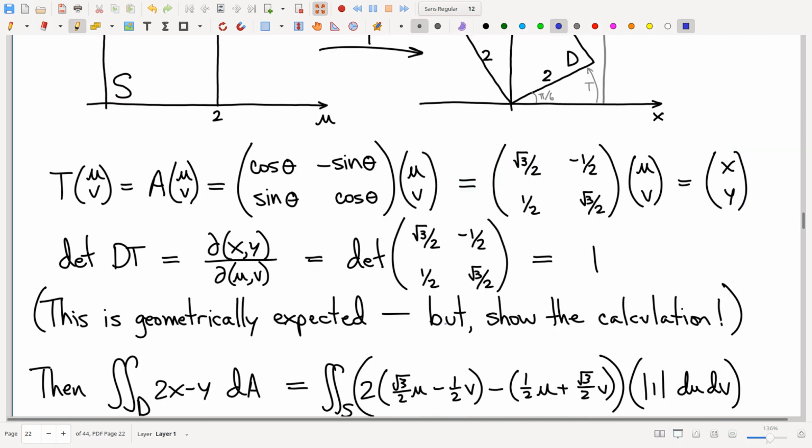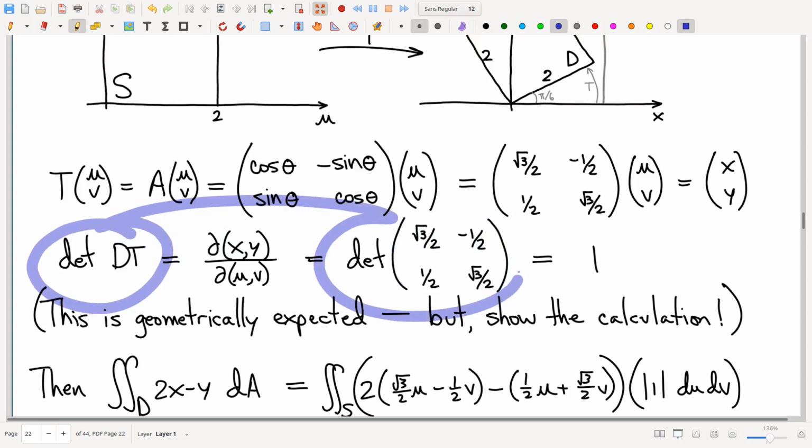Okay, that noted. The derivative matrix is just this. That's just partial derivatives. Again, make sure that you can do that. Right? Double check, make sure you get the right answer. The stretching factor is the determinant of that matrix, which is easily confirmed to be 1.